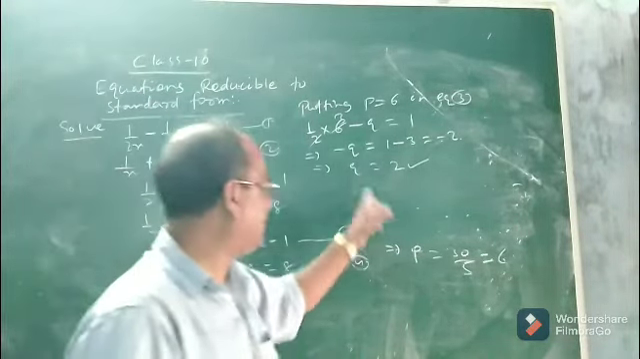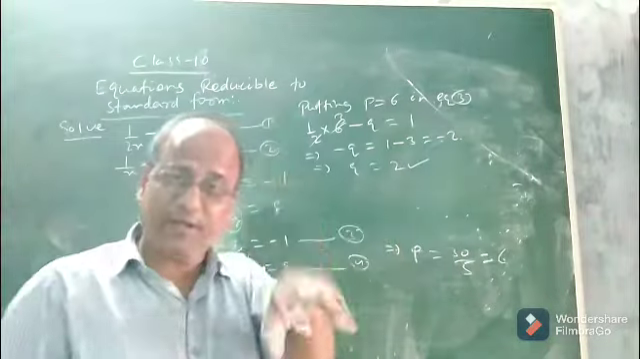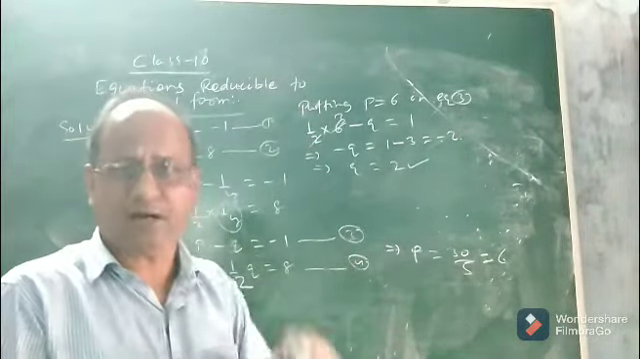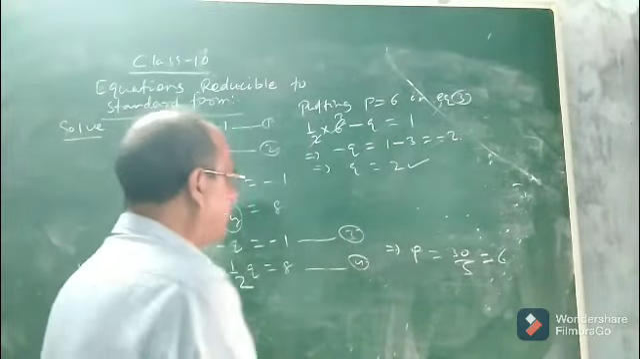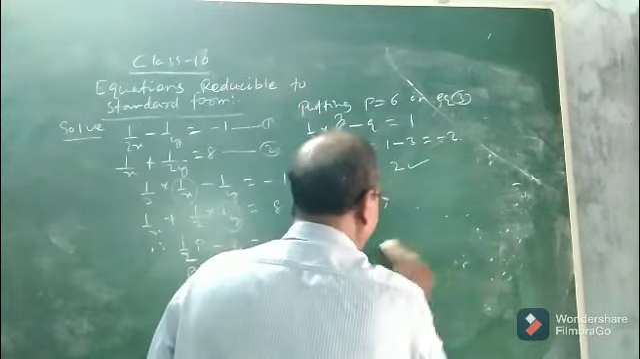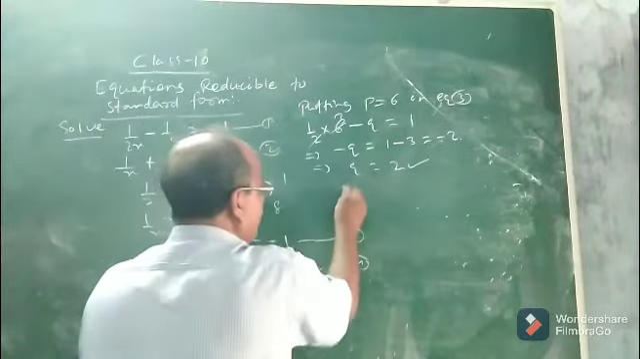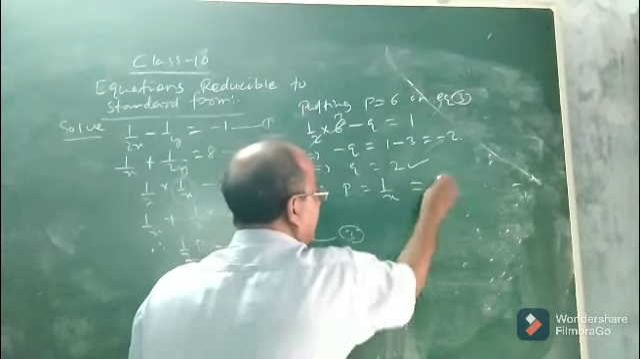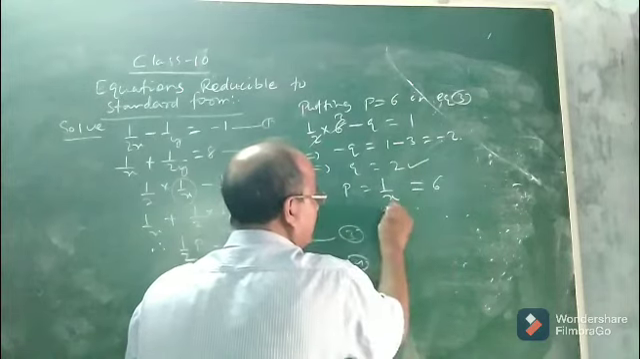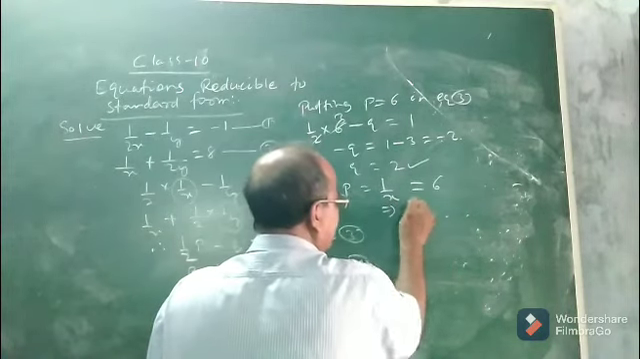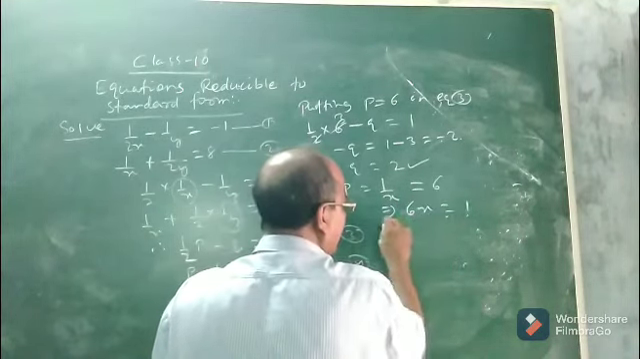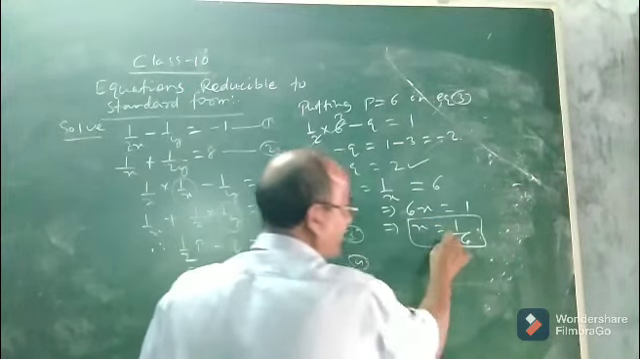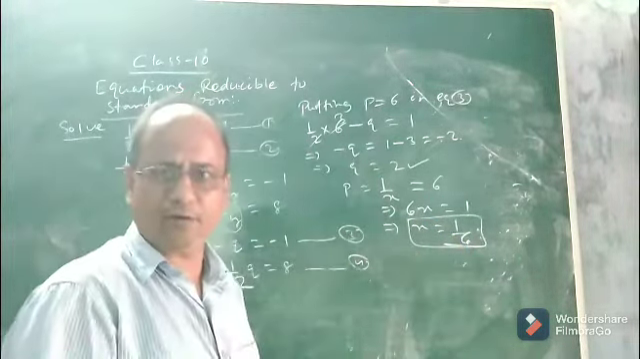So after getting the values of p and q, you have to obtain the values of x and y, because in the original question the variables are x and y. So how to get them? You know p equal to how much? P you have taken as 1 by x, and the value of p is 6. That means 1 by x equal to 6. So 6x equal to 1 and x equal to 1 by 6. You see, children, I got the value of x.